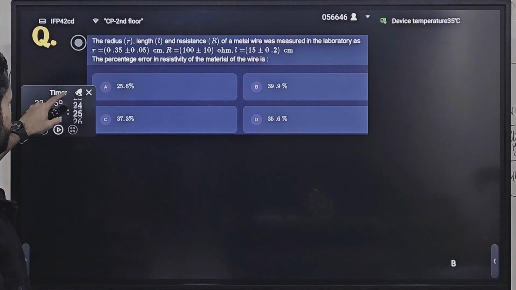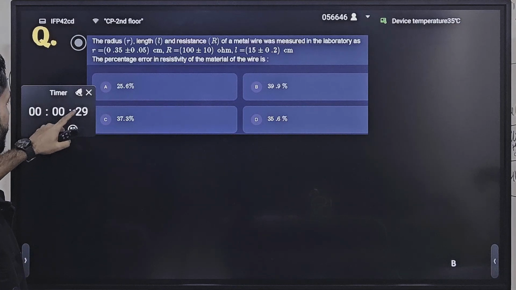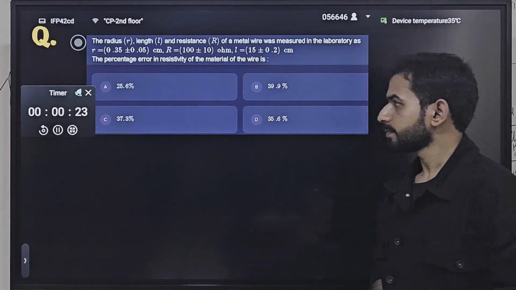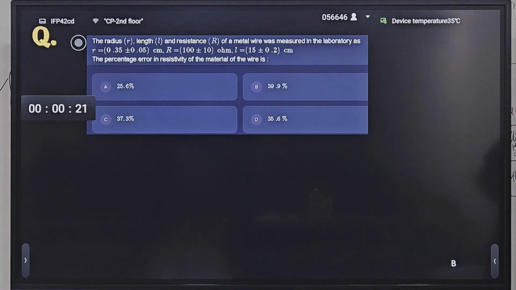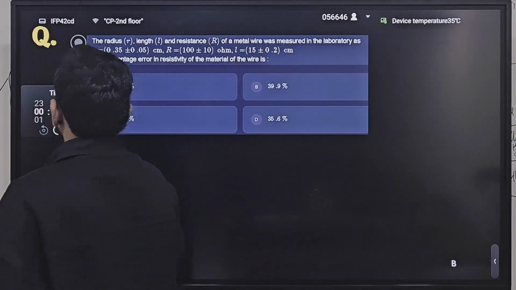Now solve this question. Take your time and solve this question. There is a little bit of calculation, but you can easily solve it. There is nothing conceptual in it. Let's see how to solve this question.